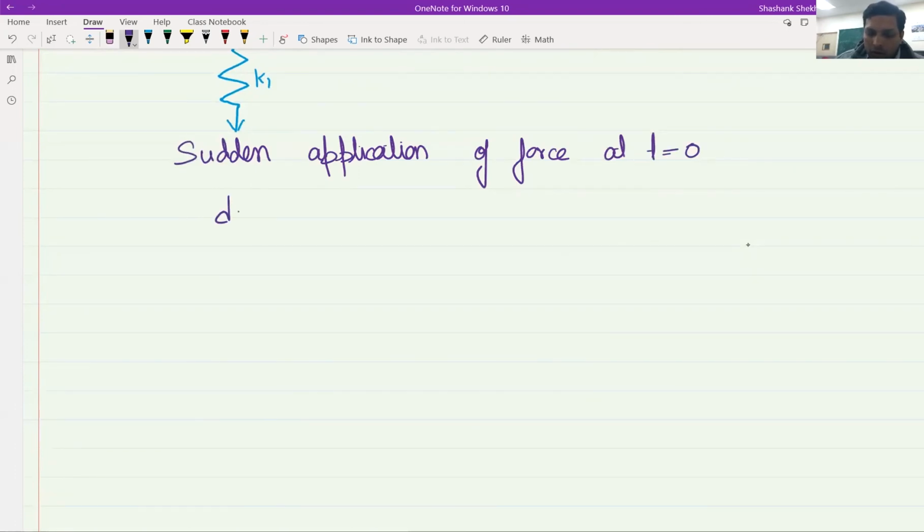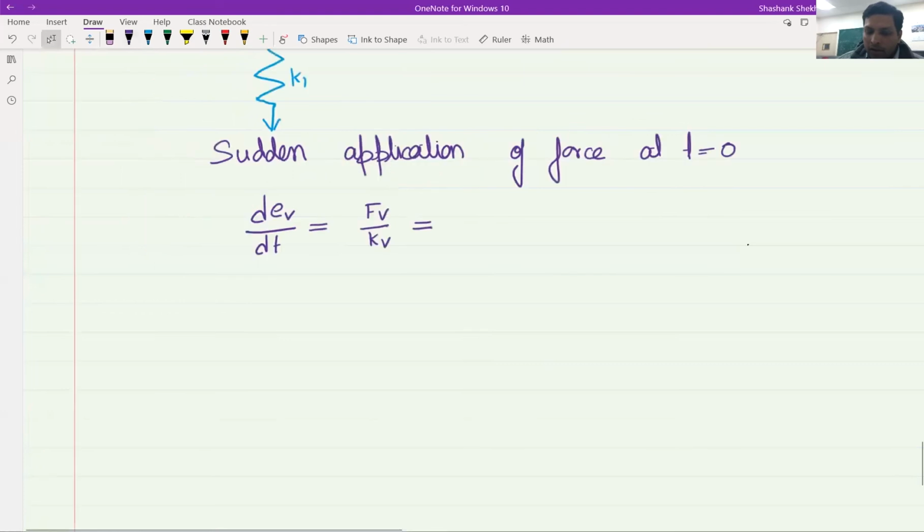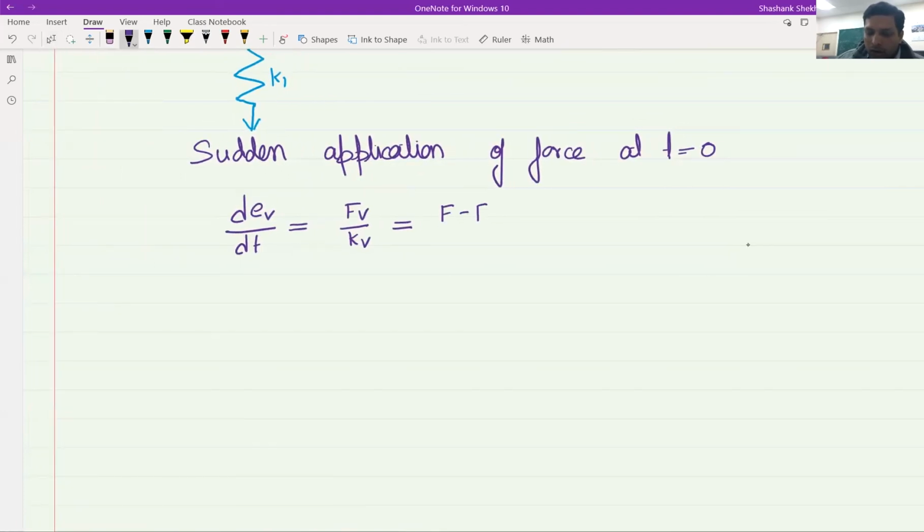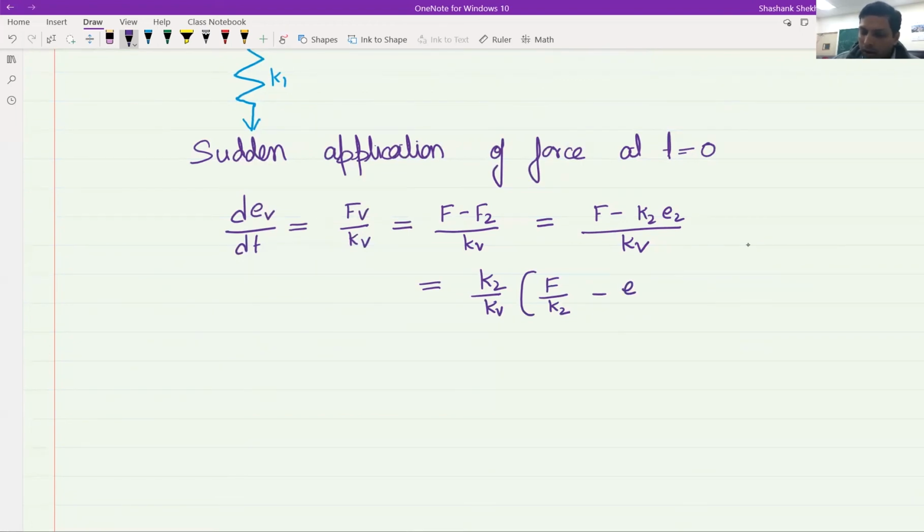Now for the dashpot, we know dEV by dt is equal to FV by KV, but FV is equal to F minus F2 for the two in parallel. This is what we get, and F2 is equal to K2 E2, so dEV by dt is equal to F minus K2 E2 by KV, which is equal to, if we take K2 as common outside, then what we get is K2 by KV times F by K2 minus E2, which can also be written as EV.